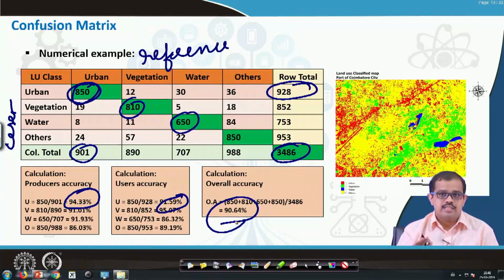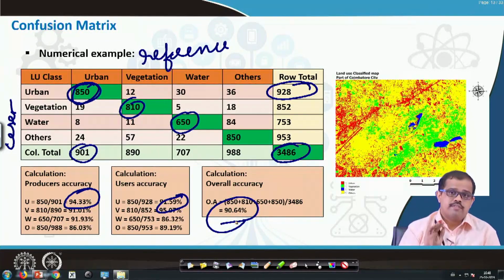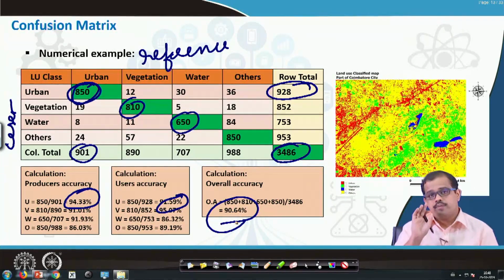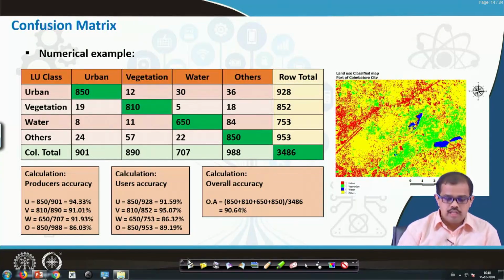Without this kind of validation, it is difficult to provide any details to any governing agency or anyone saying that whatever classification has been done is accurate. So this is one of the ways of looking at how accurate your particular data is. Now we looked at it.